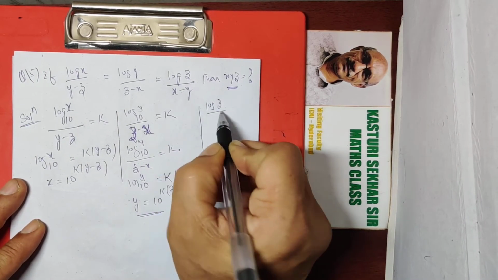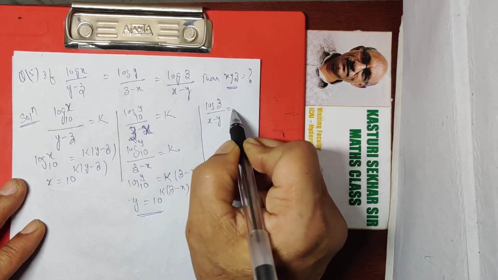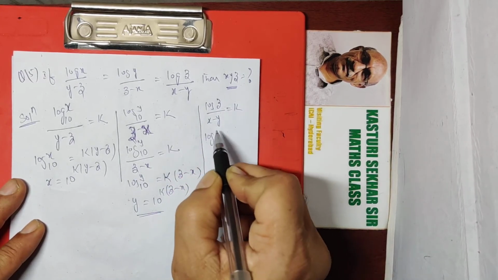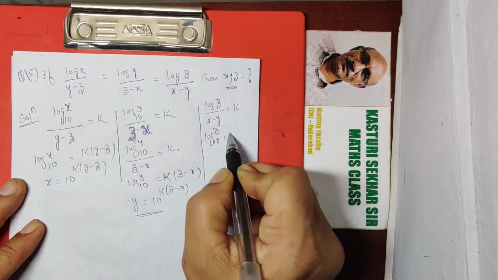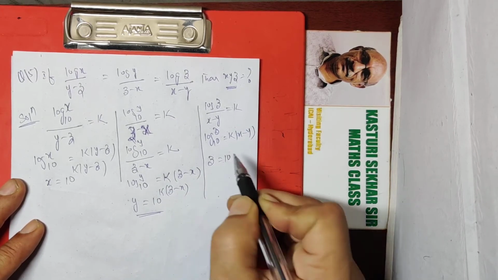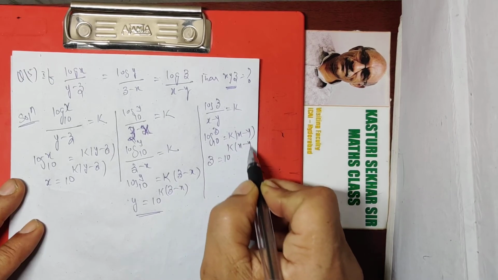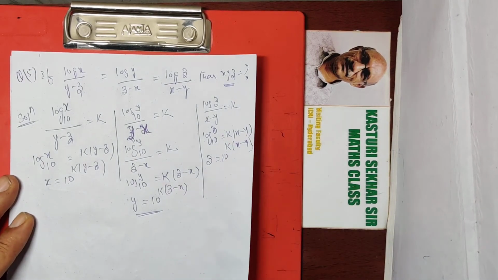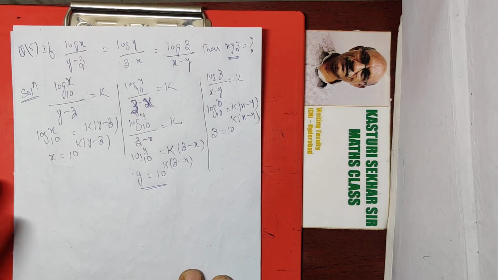Y is equal to 10 to the power of k into z minus x. Log z divided by x minus y is equal to k. Log z to the base 10 is k into x minus y. Z is equal to 10 to the power of k into x minus y. Now sir, x, y, z are free from logs.